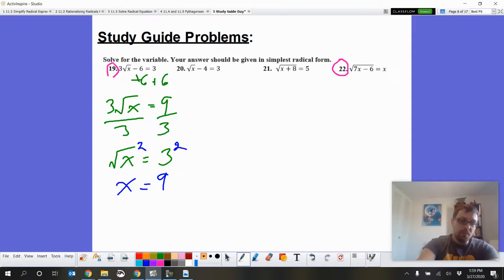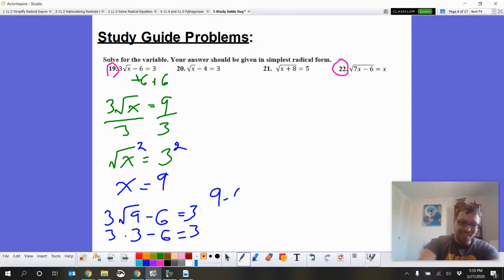We can check this problem by plugging this 9 back into our problem up top. So I'm just going to copy the problem and put the 9 in. So 3 square root 9 minus 6. Let's see if that equals 3. The square root of 9 is 3. 3 times 3 equals 9. I'm running out of space. 9 minus 6 equals 3. Hey, yeah, 3 equals 3. We're all set. That check worked.